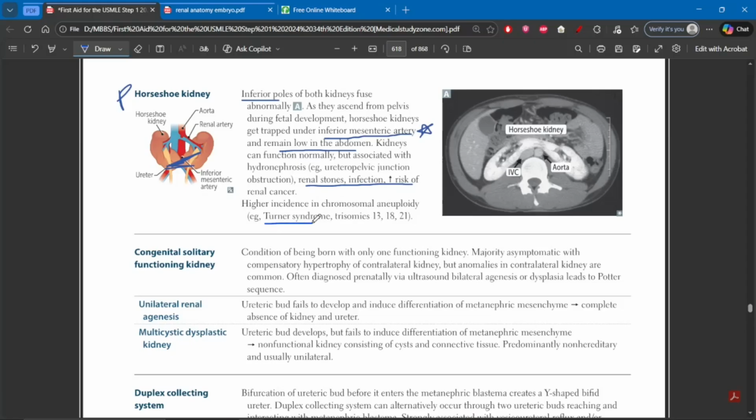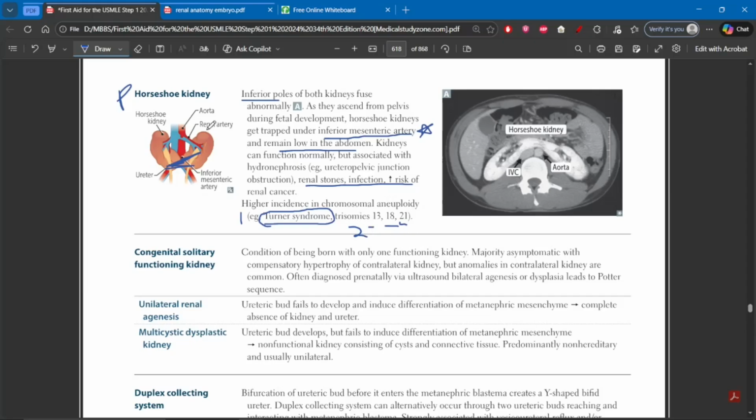Turner syndrome is most important here. It's the most common, but it can occur in Patau syndrome, in Edwards syndrome, and in Down syndrome as well, so don't rule anything out. Turner syndrome is the most common, the second most common being Patau syndrome, and then Edwards, and then Down syndrome.